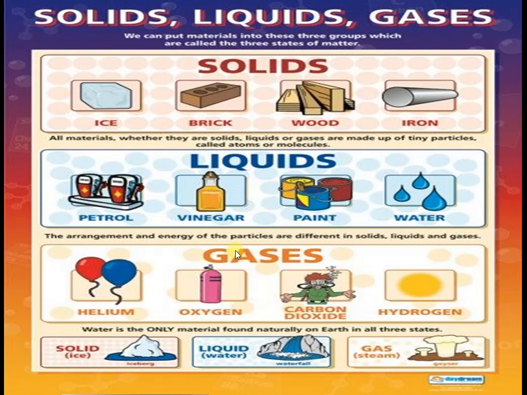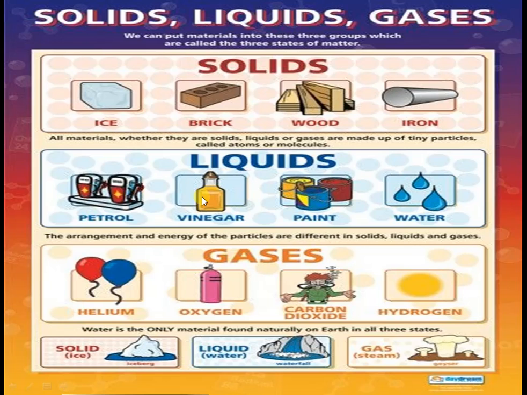Materials can exist in three important states. What are they? Solids, liquids and gases. What are the properties of solids? All materials, whether they are solids, liquids or gases, are made up of tiny particles called atoms or molecules. In solids, the molecules are tightly packed, so they have a definite shape.